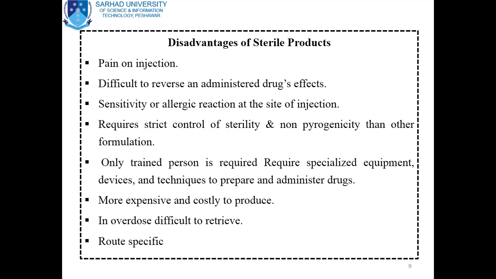And the last one is that it is route specific. Sometimes it is mandatory for a product to be injected through the intramuscular route. If it is intravenous, it is injected through the intravenous route or any other parenteral route. These are route specific. We cannot deliver otherwise; there are some restrictions in the specific route for the parenteral product. These are some of the disadvantages of the sterile product.